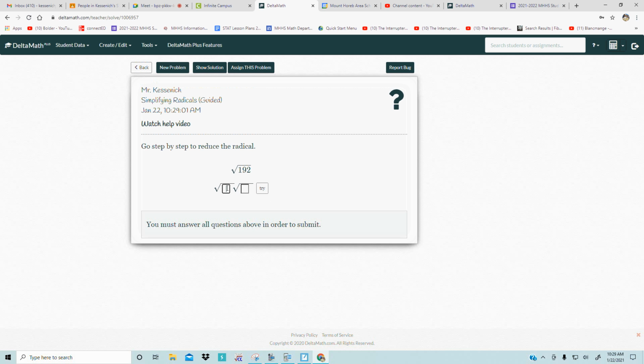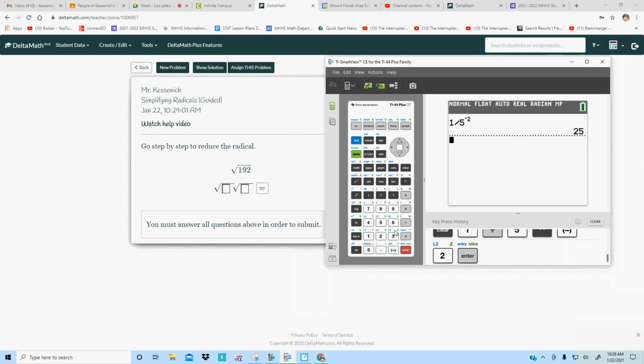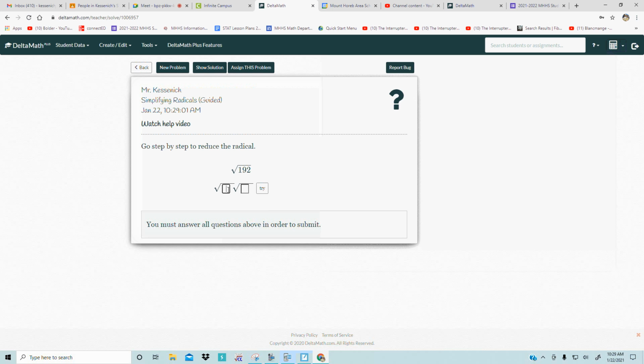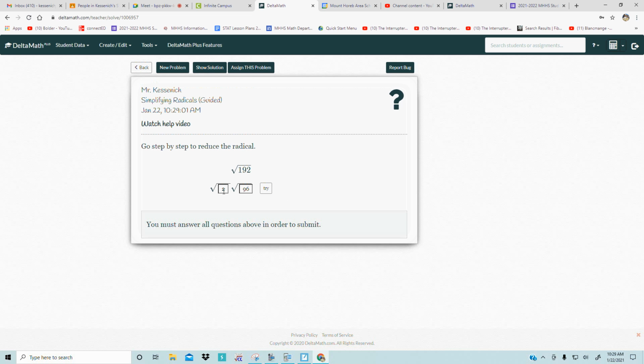192. Let's go. Okay, I need a calculator. So we've got 192 divided by 2. It's 96. So 2 and 96. Neither 2 nor the square root of 96 is a perfect square. So one radical must have 4, 9, all these numbers. Okay, so they don't like 2.